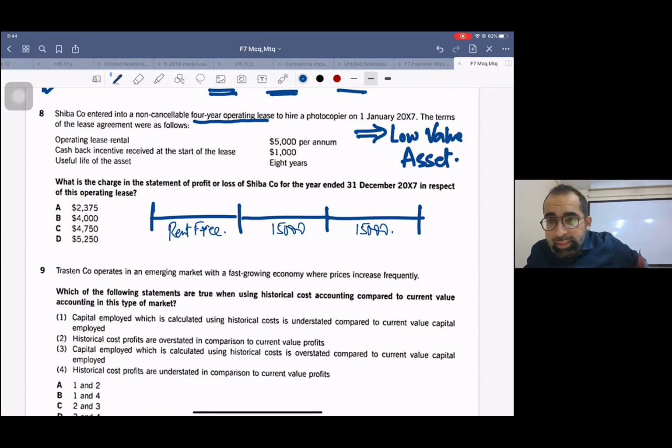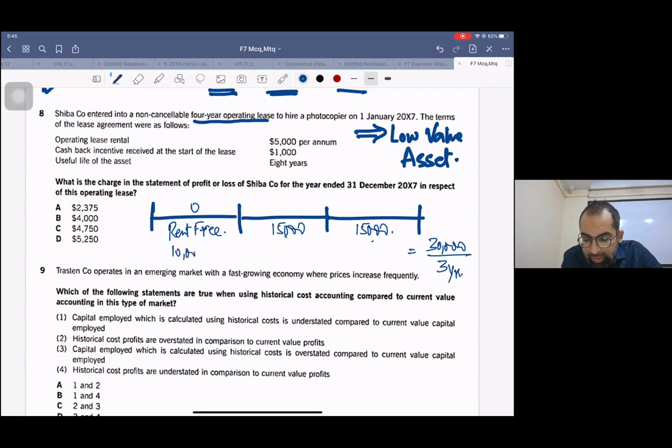So now what IFRS says, when there are uneven rentals, uneven means 0 in the first year, second year 15 and 15. What you do, you add all of these rentals. What is the total value of these three rentals? 0 plus 15 plus 15, 30,000. And then you divide by lease term. In my example, the lease term is 3 years. So you have to book 10,000 expense each year. 10,000 here, 10,000 here, and 10,000 in the third year.